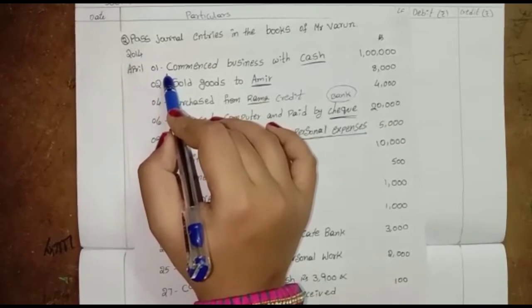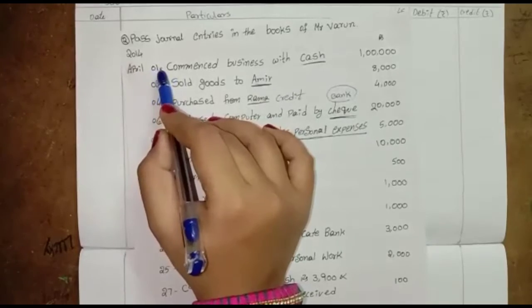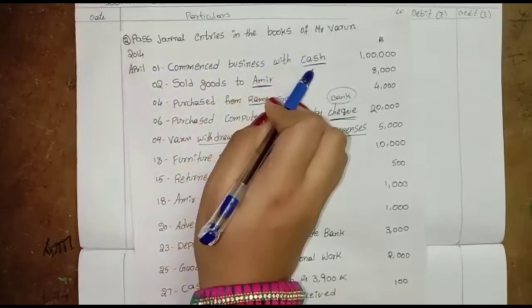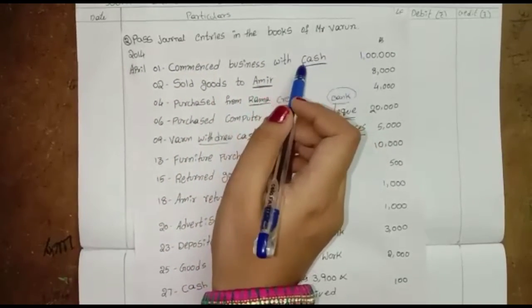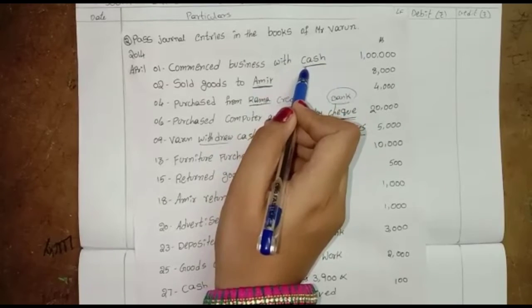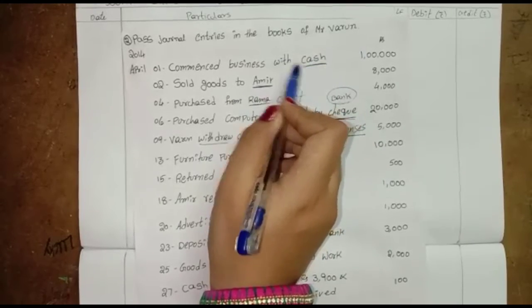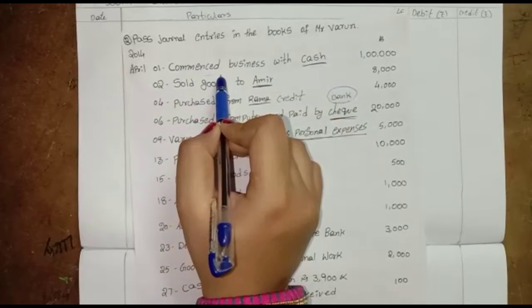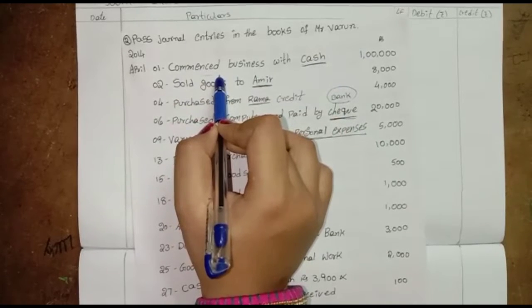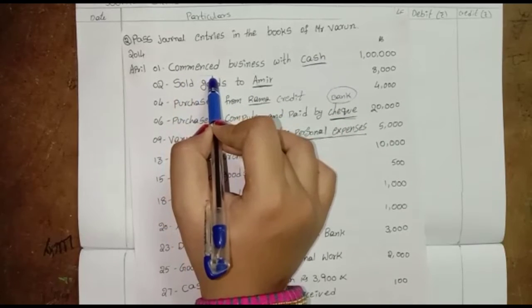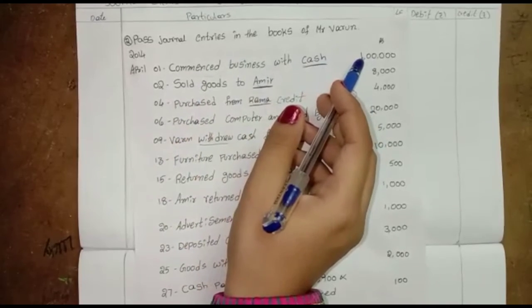First transaction is here. April 1st, commenced business with cash 1 lakh rupees. Here the business commenced with cash. The term commenced means started. Here it is a capital amount of 1 lakh.